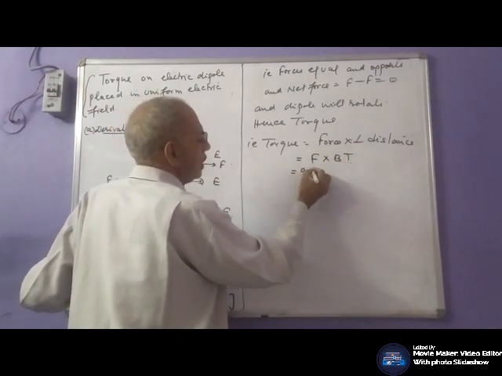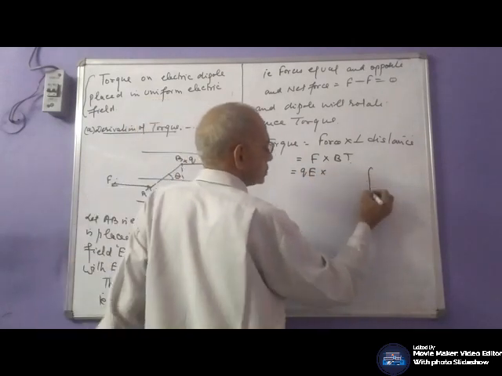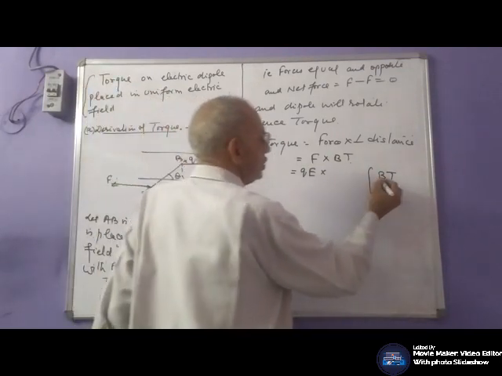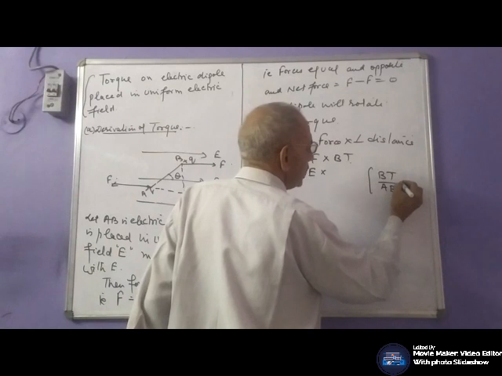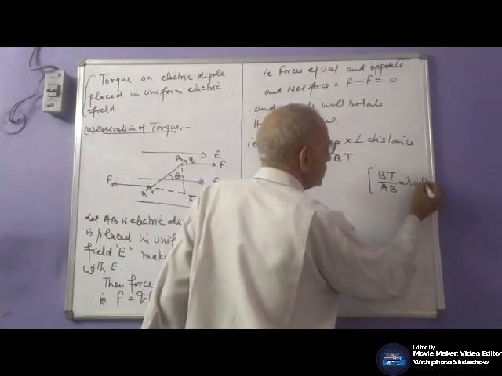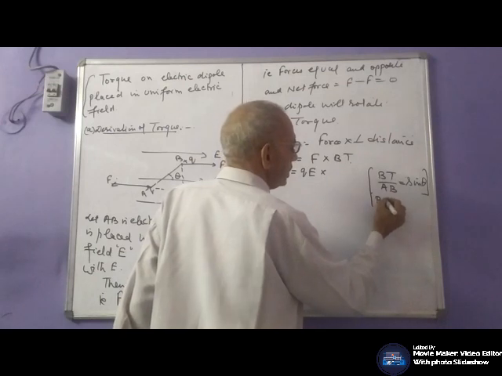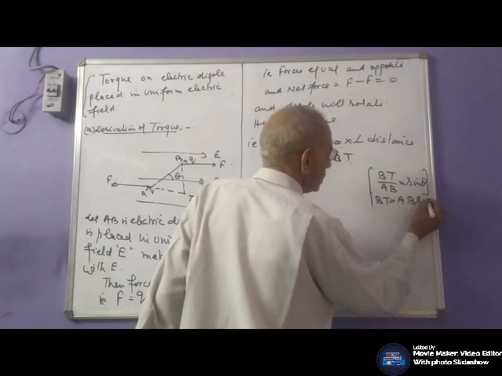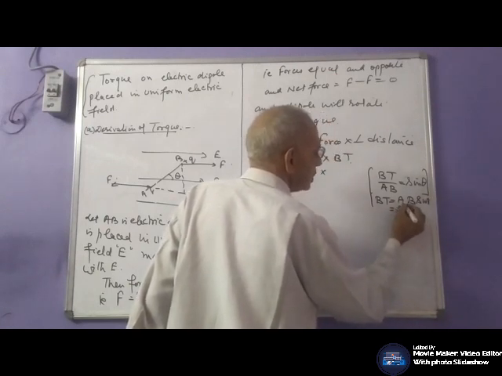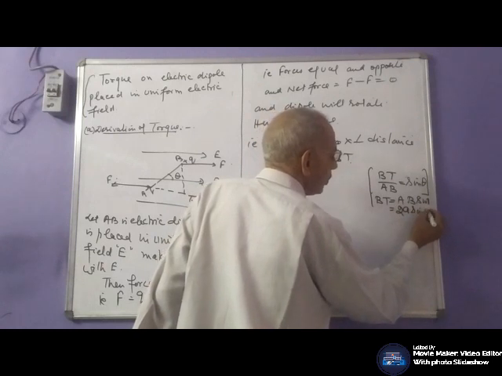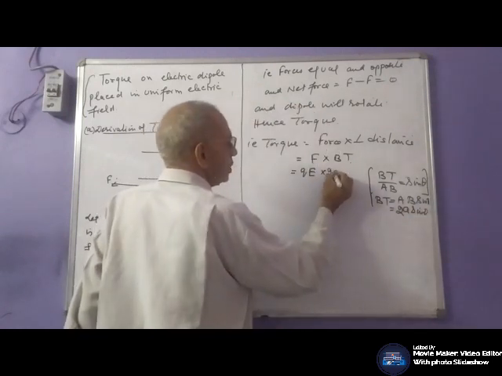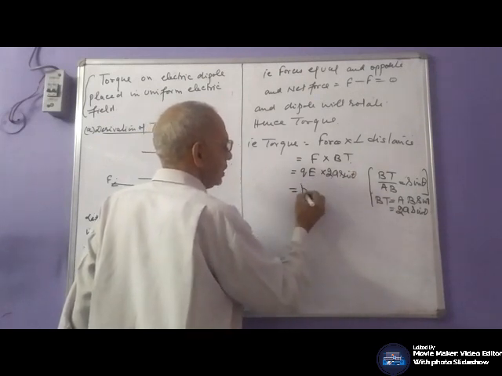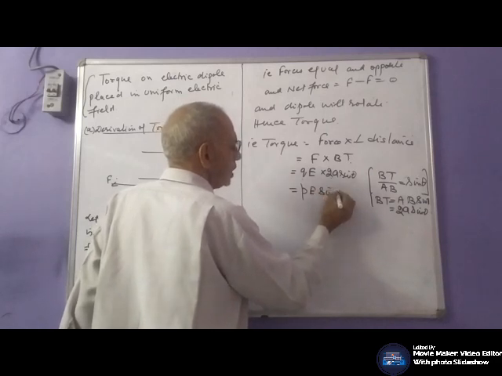So tau equals F times BT, that is qE times BT. BT by AB is sin theta, so BT is AB sin theta. AB is the length of the dipole, which is 2a. So BT is 2a sin theta. q into 2a is p, so tau equals pE sin theta.